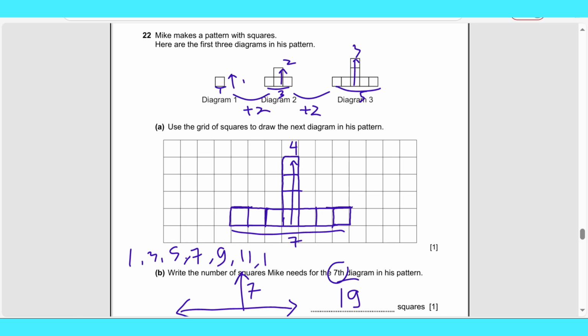one more, 13. It should go to 13, 1 2 3 4 5 6 7, the 7th. So we have 13 horizontal, and 7 vertical, and 1 intersection, which we count twice, both in vertical and horizontal. So 13 plus 7 is 20. 20 minus 1 is 19. That's how we got the answer.